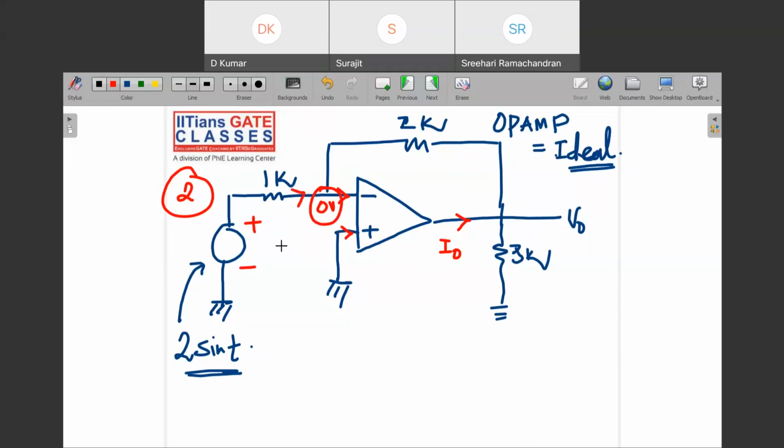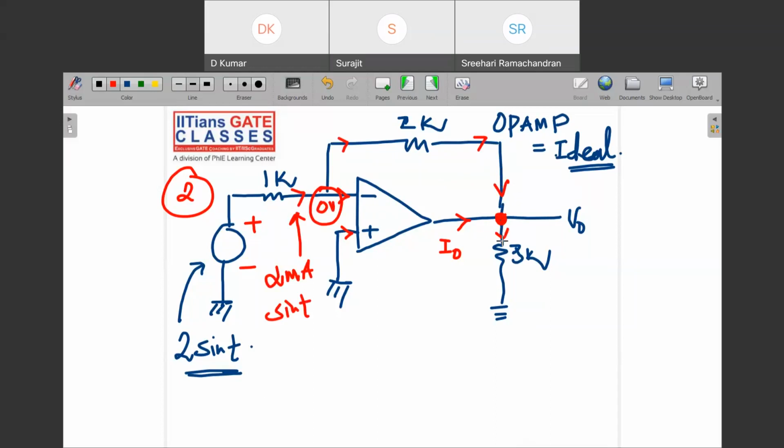What is the current flowing through this? The current will be (2 sin t minus 0) upon 1k. You can say 2 milliampere sin t current will be flowing here, right? You can write here 2 milliampere sin t. Very easy problem. So this current will not flow through the op amp. It will go here. Understand? Now, at this node, you have to apply one KCL.